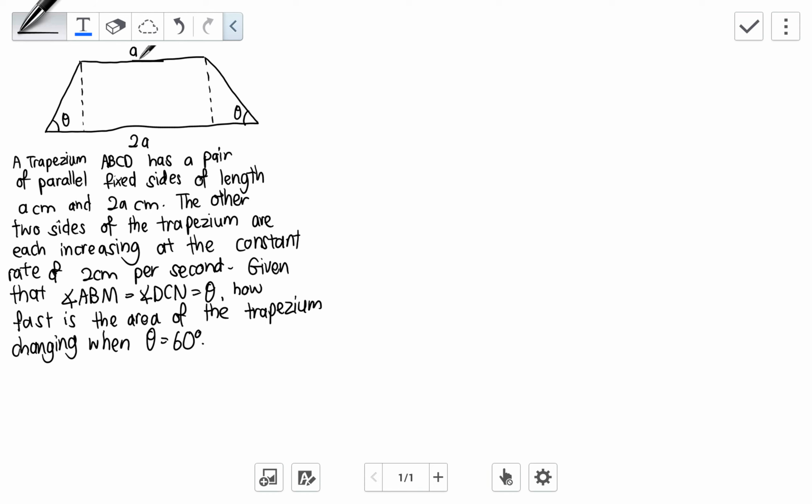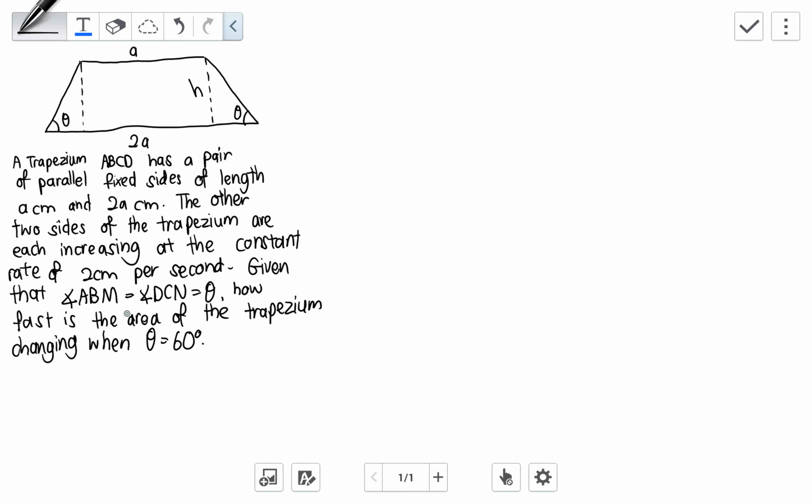So this side is a cm and this side is 2a cm. The other sides refer to this side and this side. Don't mistake it for the vertical height. The other two sides are not the vertical height, because the vertical height is not a side of the trapezium.